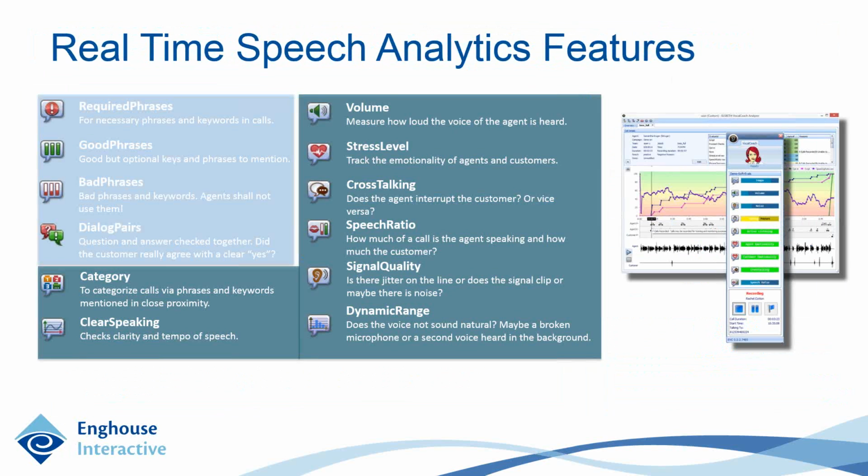And what the real-time speech analytics is doing is looking, in this concept, at 12 different criteria. So it's looking at stress level. Is the customer becoming stressed? Is the agent becoming stressed? Is the agent talking over the top and interrupting the customer? Is the agent talking too much? All of those types of things. It's looking at system things. Is there lots of background noise? Most importantly, in this scenario, it's looking at what we would call required phrases or good phrases.